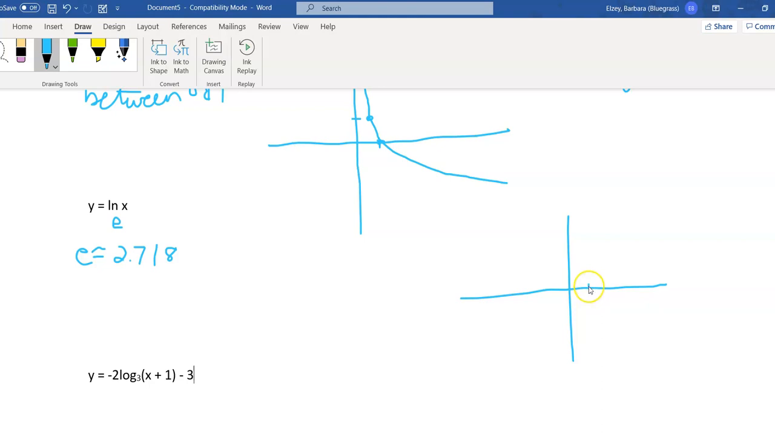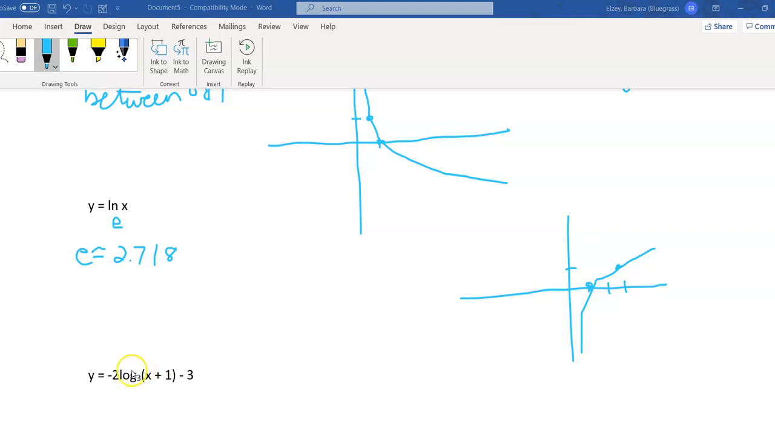It's going to go through 1, 0, and 2.7181. So 2.718 is about there, and 1 right here. And it looks like that. Now we're going to transform logarithms.